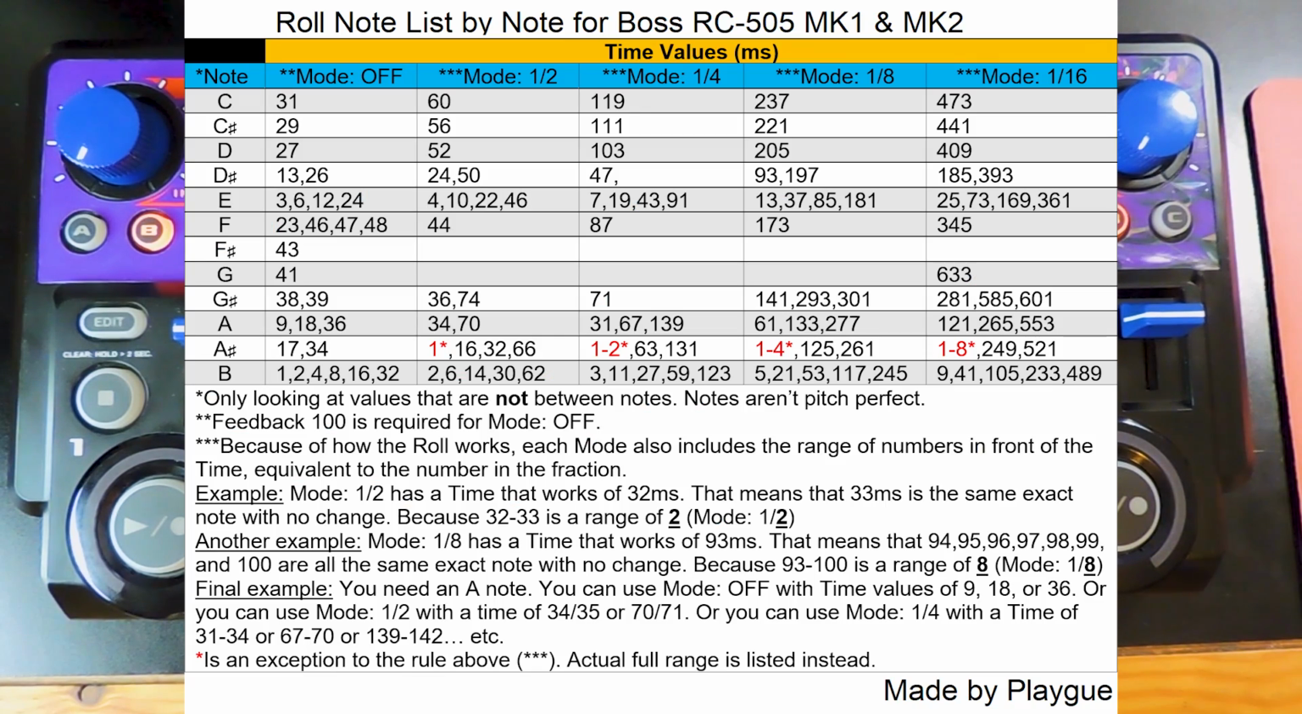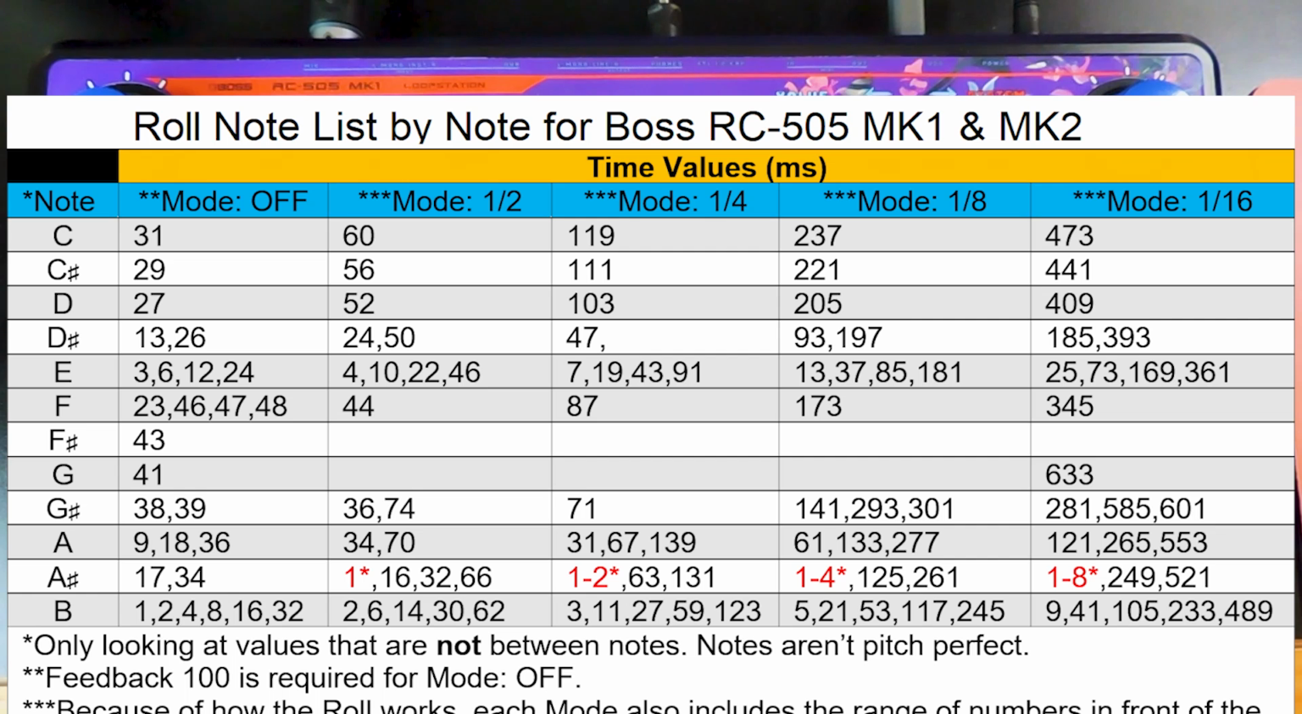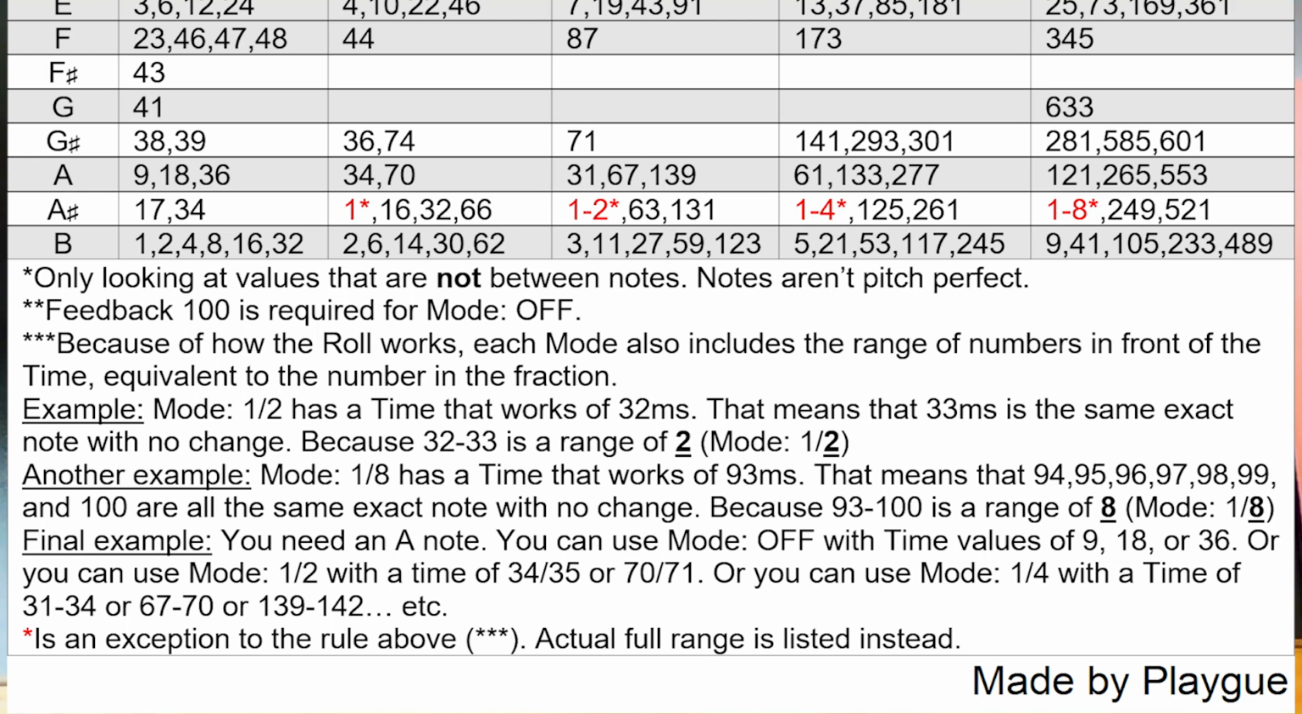All the same information, all of the same data, except it is broken down by note rather than time. So all I did was just swap the two columns. So now on the far left, I have note instead of time, and then I put the times which make that note. So if you need to do a search for the note instead, you can do that with this chart right here.